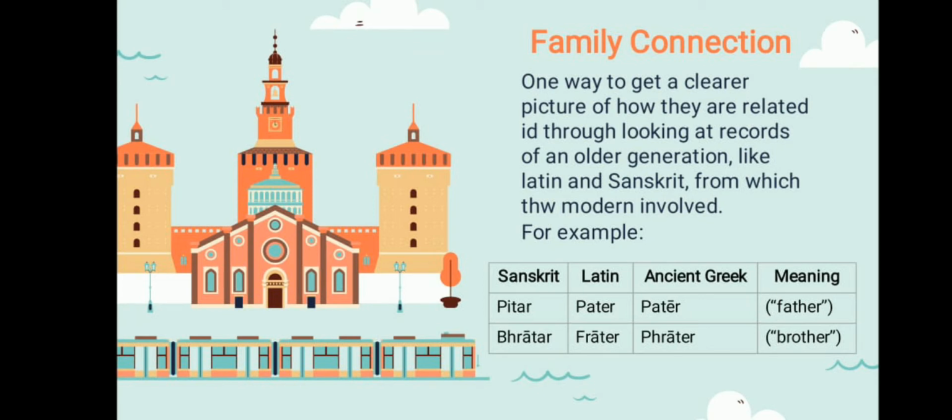Family connection. One way to get a clear picture of how they are related is through looking at records of an older generation, like Latin and Sanskrit, from which the modern languages evolved. And here are some examples. The words father and brother.